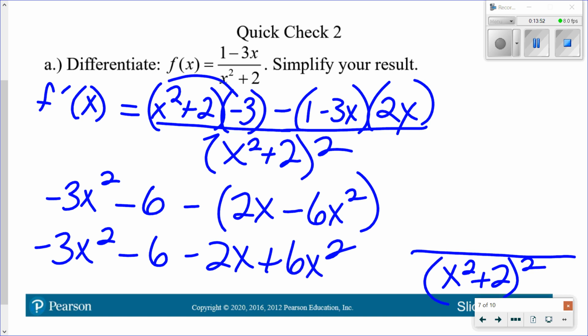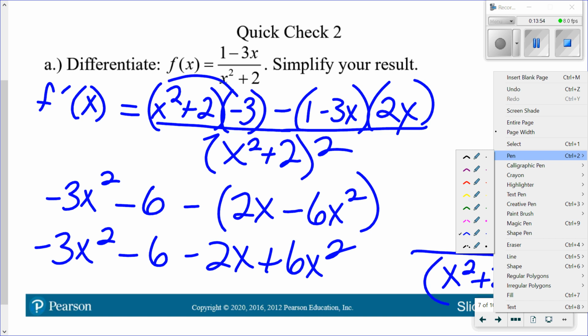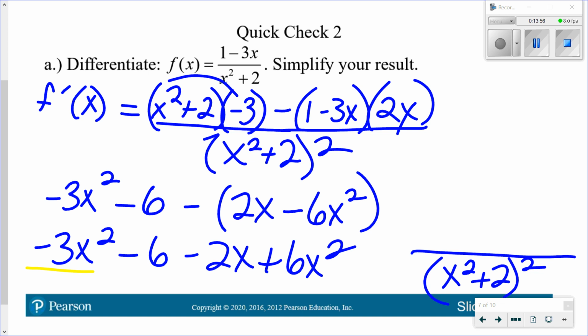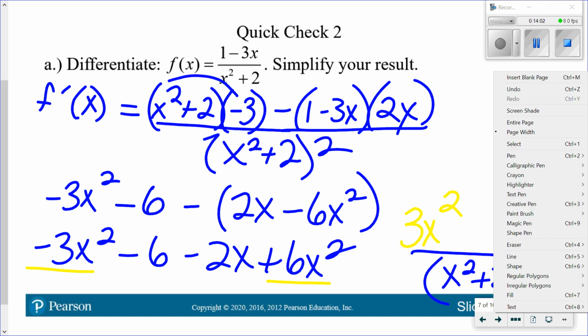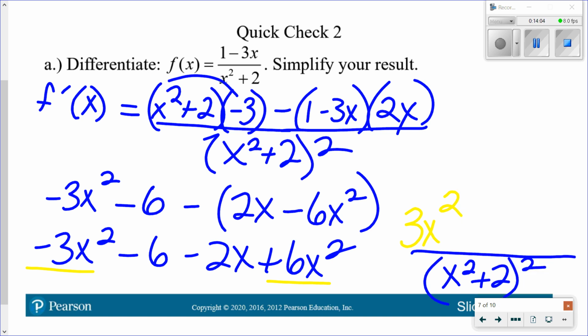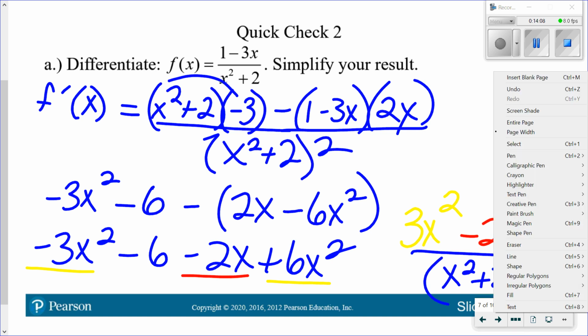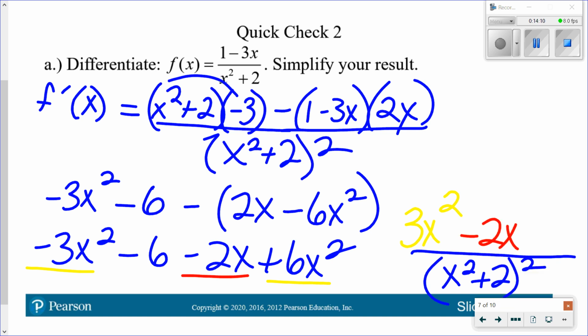Okay, so we have negative 3x squared, positive 6x squared. So that is a positive 3x squared. We have a negative 2x. We have negative 6. Okay, so that should be your final answer.